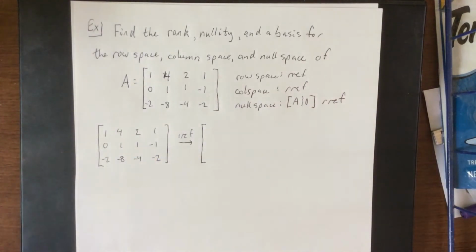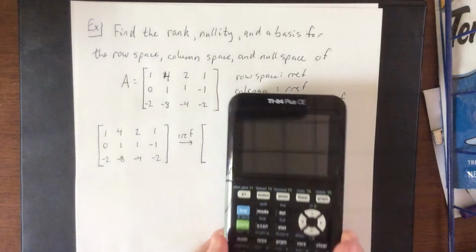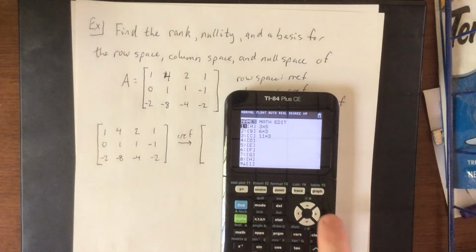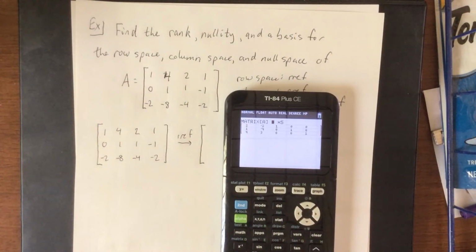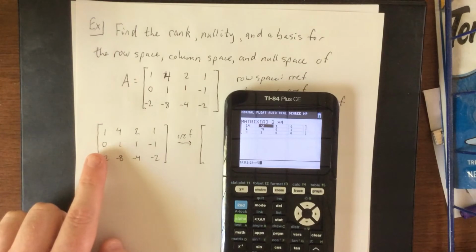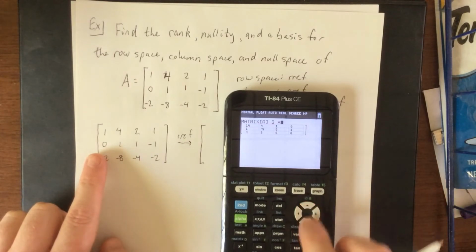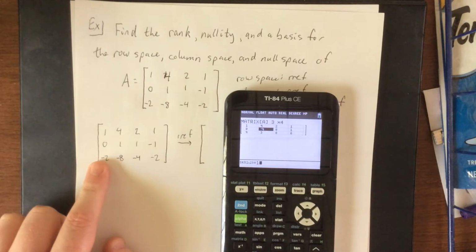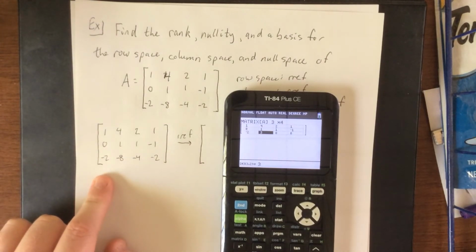But let's go ahead and be as specific as possible, and it'll be good practice for my students to see this done on a calculator anyway. We'll go ahead and edit ourselves a 3x4. First row is going to be 1, enter, 4, enter, 2, enter, 1, enter. Second row, 0, enter, 1, enter, 1, enter, negative 1, enter. Negative 2, enter, negative 8, enter, negative 4, enter, negative 2, enter.